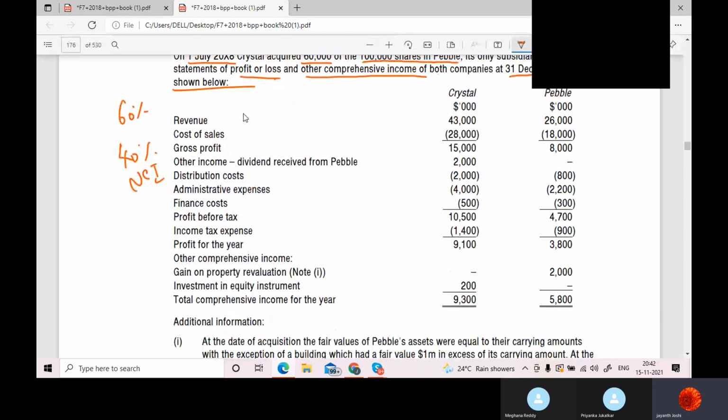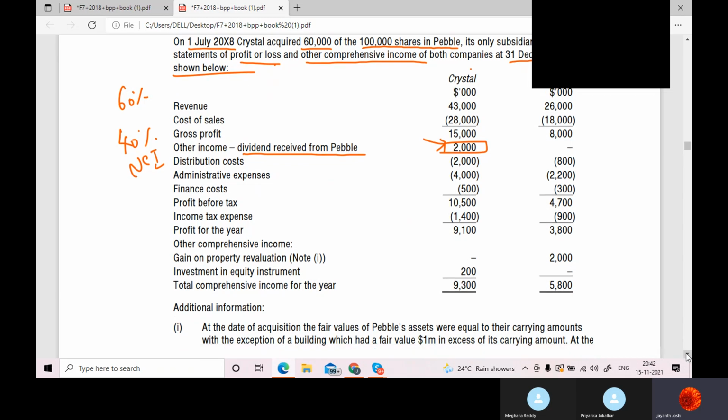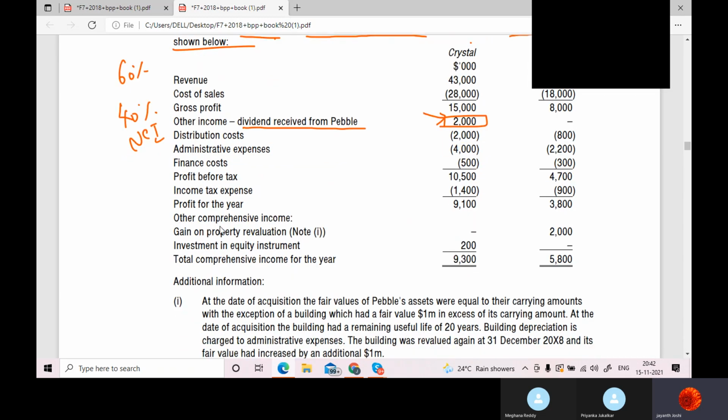The revenue, Crystal and Pebble. These are single sets of statements. Revenue, cost of sales, gross profit, other income, dividend received from Pebble, that is also given. Being an investor, they are entitled to get it. Distribution cost, administrative expense, finance cost, profit before tax, income tax, all things are given. Profit for the year is given. Other comprehensive income, gain on property revaluation is given. Investment in equity instrument is given. This also is a part of OCI when there is an increment.